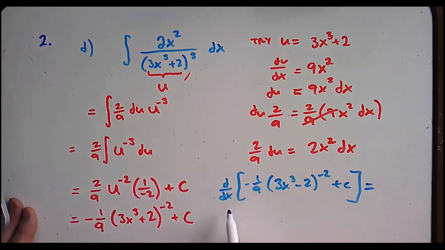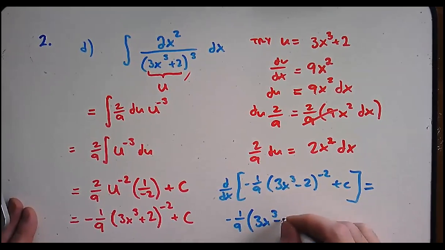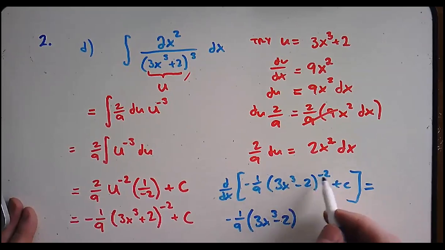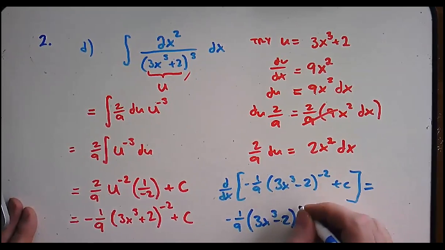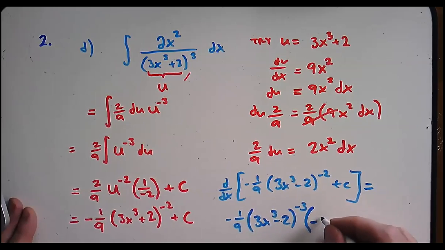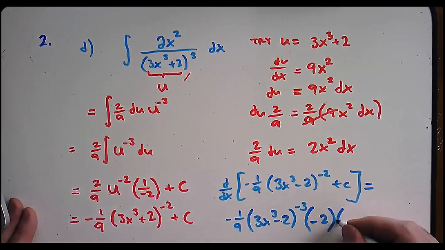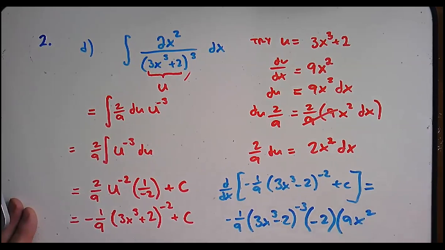Okay, well, to take this derivative, we'd have to use the chain rule, right? So the chain rule would say that our derivative is negative 1/9, it's already there, times, well, we're going to take this inside function 3x cubed minus 2 and drop that power down by 1, right? So negative 2 minus 1 is negative 3. The negative 2 would come out in front, so that's times negative 2. Finally, chain rule says multiply by g prime of x, the derivative of the inside function, and the derivative of the inside function would be 9x squared.